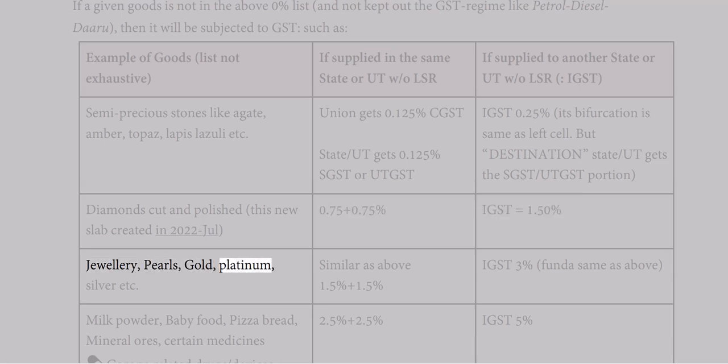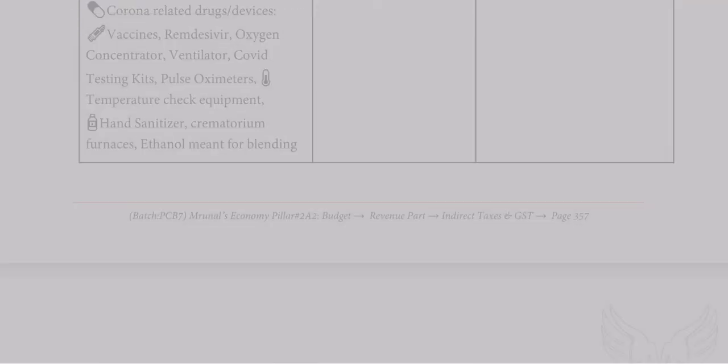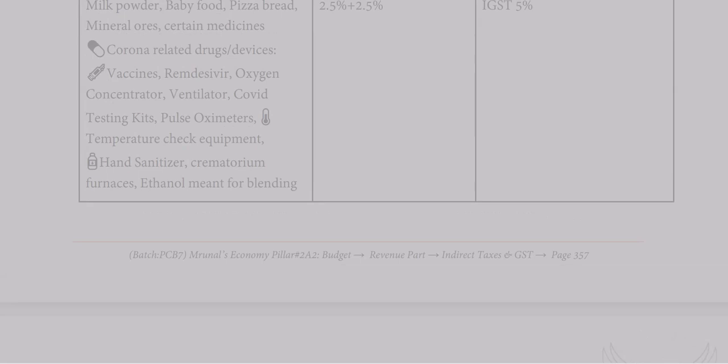Jewelry, pearls, gold, platinum, silver, etc. Similar to above, 1.5% plus 1.5%, IGST 3%, the fund split the same as above. Milk powder, baby food, pizza bread, mineral ores, certain medicines, corona-related drugs or devices, vaccines, remdesivir, oxygen concentrator, ventilator, COVID testing kits, pulse oximeters, temperature check equipment, hand sanitizer, crematorium furnaces, ethanol meant for blending. 2.5% plus 2.5%, IGST 5%.